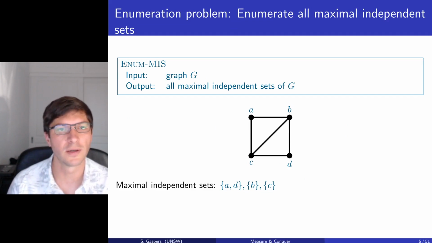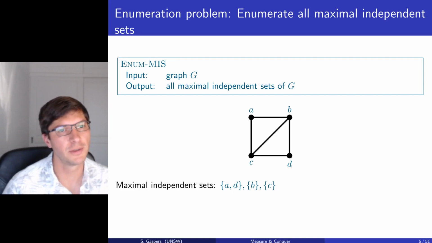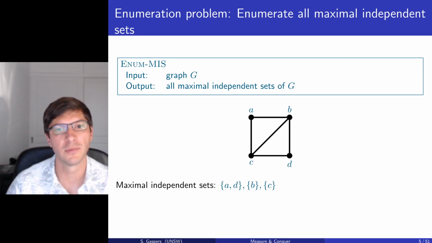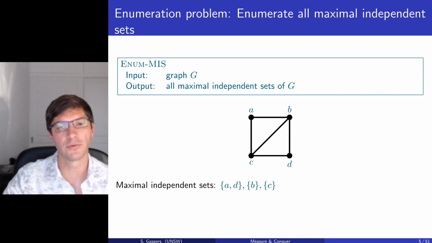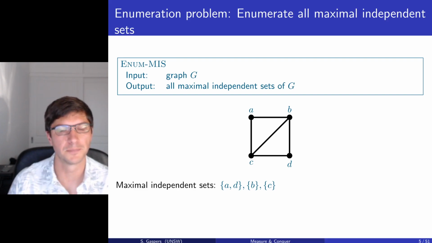Okay, so the problem that we consider now is the enumeration variant, which asks us to enumerate all maximal independent sets. So the input is a graph G, and the output is all the maximal independent sets of G. If we have this graph on four vertices here, we need to output three vertex subsets. So that's three independent sets. The first one is AD, the second one is just the vertex B, and the third one is the singleton set C.